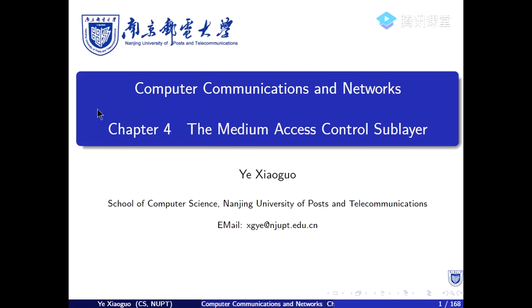Chapter 4. Chapter 4 is about the medium access control sublayer. Chapter 3, data link layer. Chapter 2, physical layer. Right? Chapter 1 for the architecture reference model.